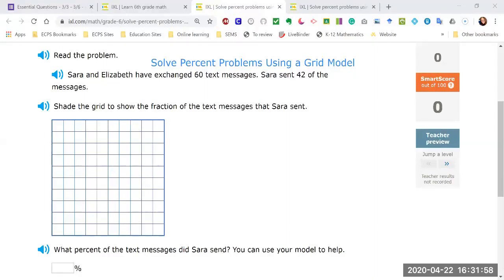Okay, so today I'm going to go over solving percent problems using a grid model. Many of you, I think, are struggling with this one, so I thought it would be important to go over a few of them.